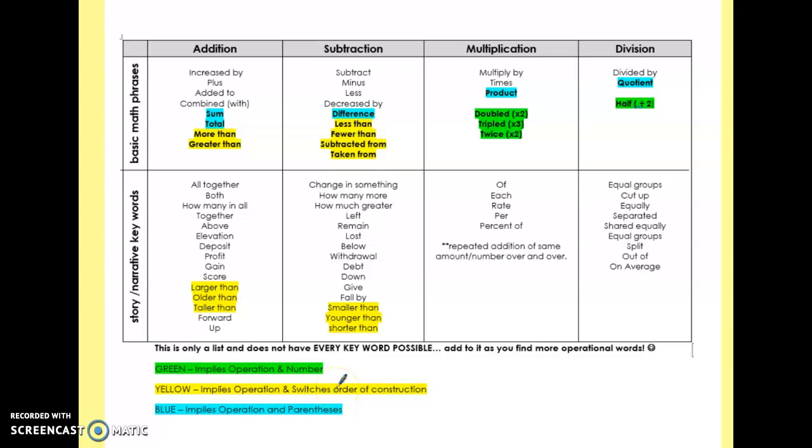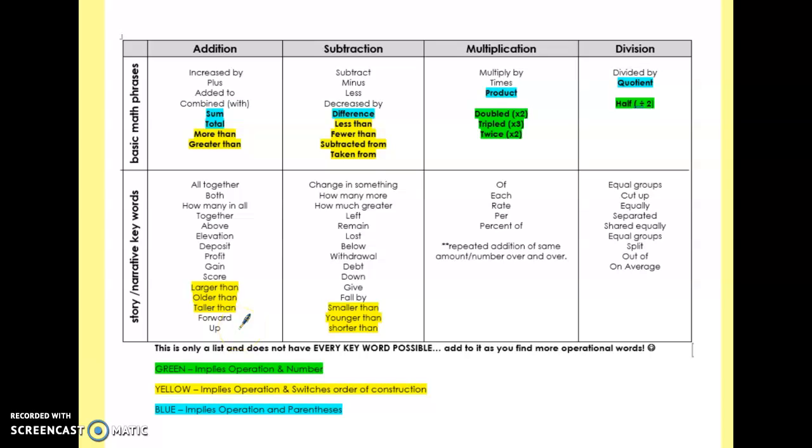All right, today I had mentioned that we are going to look at some more words on the keyword chart. We're going to be looking at that bottom half, the story narrative keywords. So sometimes in the English language, we use words that have implied operational meaning. They're not as straightforward. So for addition, you see a list here of some of those keywords.